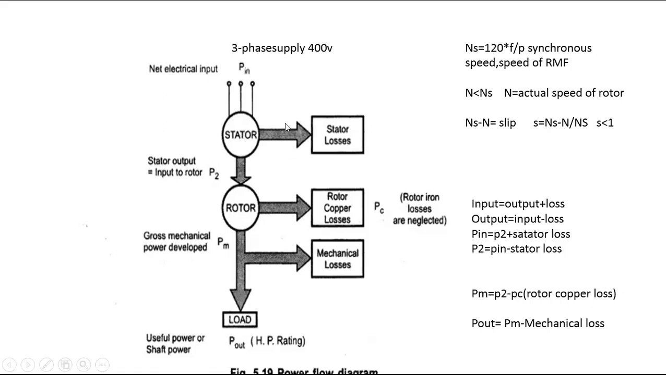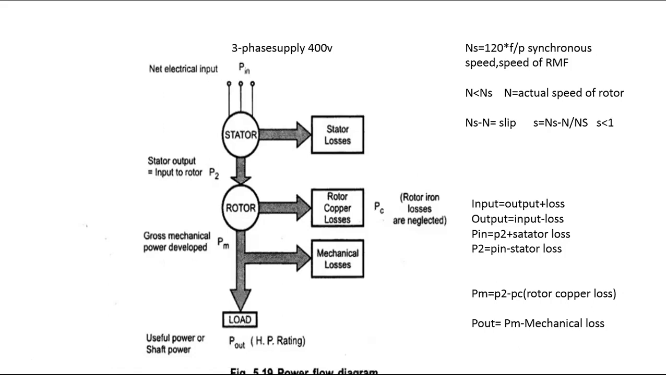Applying the equation at this point, input equals output plus stator losses. So the output is input minus stator loss. Similarly, input equals output plus losses, so P2 is equal to PM plus rotor copper loss. So PM is P2 minus rotor copper loss. Similarly, you can easily explain P out. P out is equal to PM minus mechanical loss. Right? So from the external examination point of view, if you get a question to explain the losses of a three-phase induction motor or the power stage diagram, this particular explanation is quite sufficient.